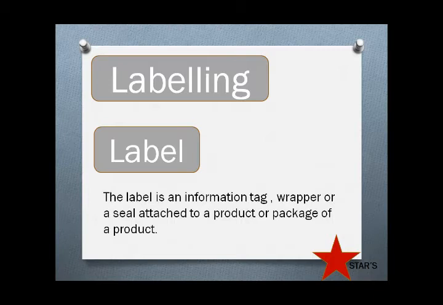As you can see written here, the label is an informative tag, wrapper, or a seal attached to a product or a package of a product. Now we will study what is labeling. Labeling is another significant means of product identification, like branding and packaging. Labeling is the act of attaching or tagging a label to the product. Package and label should give accurate and up-to-date information about the content and necessary guidance regarding the use of the product.